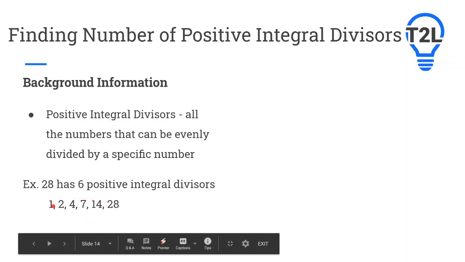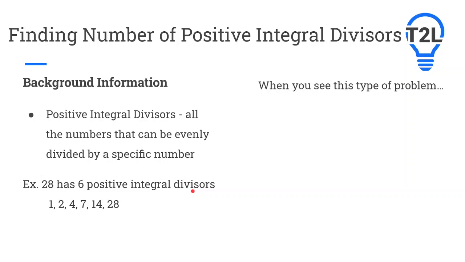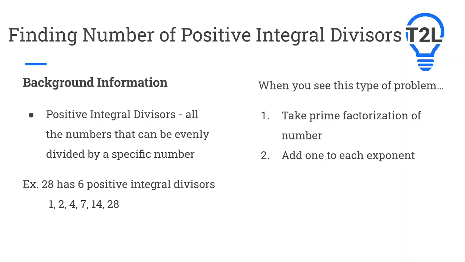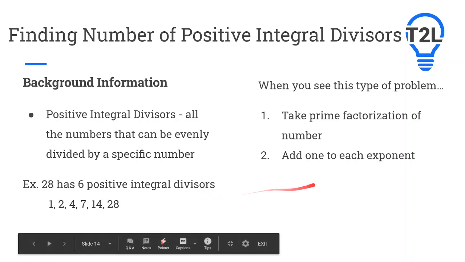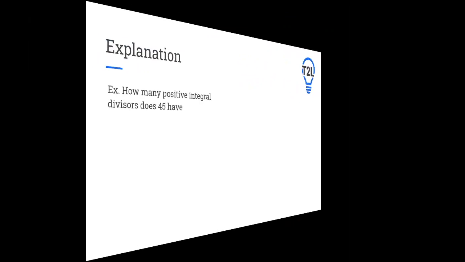And since there's 6 of them, that means 28 has 6 PIDs. So that's what a PID is. Now, whenever you want to find the number, a way to do this is first you have to take the prime factorization of the number. And then once you have the prime factorization, with the exponents you have at the end, you want to add 1 to each of them. And then you just want to multiply the added exponents together. Now, I know that may not have made too much sense, but I'll cover that in the example next.